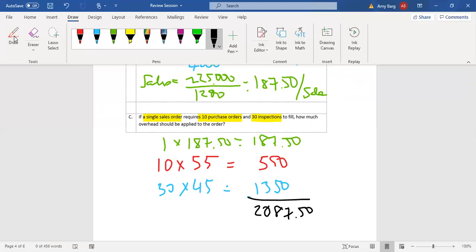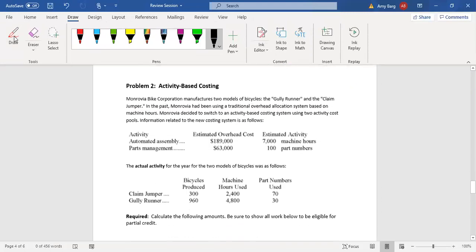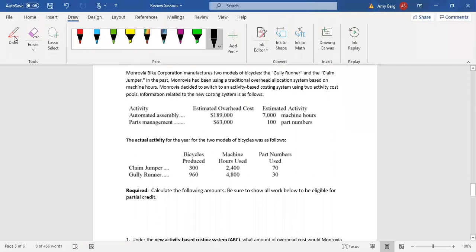All right, so let's move on to number 2. Monrovia Bike Corporation manufactures 2 models of bicycles, the Gully Runner and the Claim Jumper. In the past, Monrovia had been using a traditional overhead allocation system based on machine hours. Monrovia decided to switch to an activity-based costing system using 2 activity cost pools. Information related to the new costing system is as follows, and then it gives us a whole bunch of information. We should just pay attention that they used to allocate based on machine hours. We might need that later.